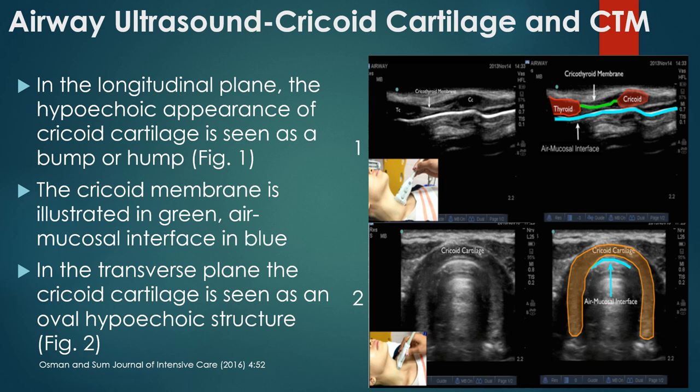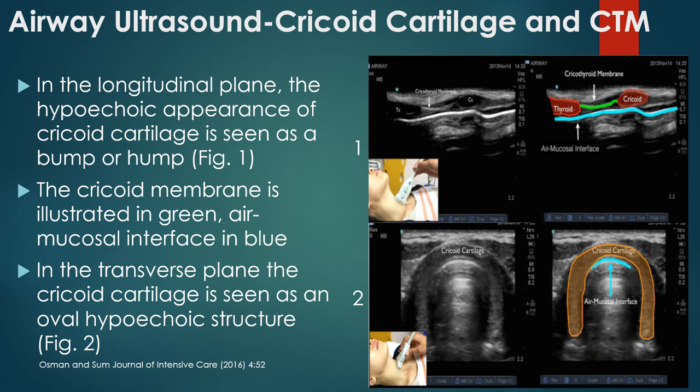If you're looking for the cricothyroid membrane, you often use the sagittal or longitudinal plane, as you can see here. Very easy to find. You typically find the string of pearls. Then you can easily find the cricoid membrane and the thyroid membrane, and the cricothyroid is a little structure in between. But in the longitudinal plane, the very hypoechoic appearance of the cricoid cartilage is seen as a bump or a hump here. Here it's outlined in red, but over here you can kind of see that it's very hypoechoic. The cricoid membrane is illustrated in green, the air mucosal interface in blue over here, and trying to give you a good idea about what the cricothyroid looks like in sagittal view.